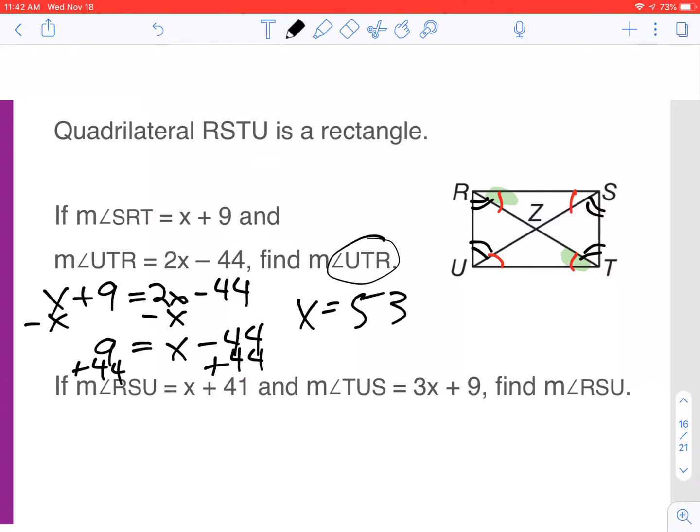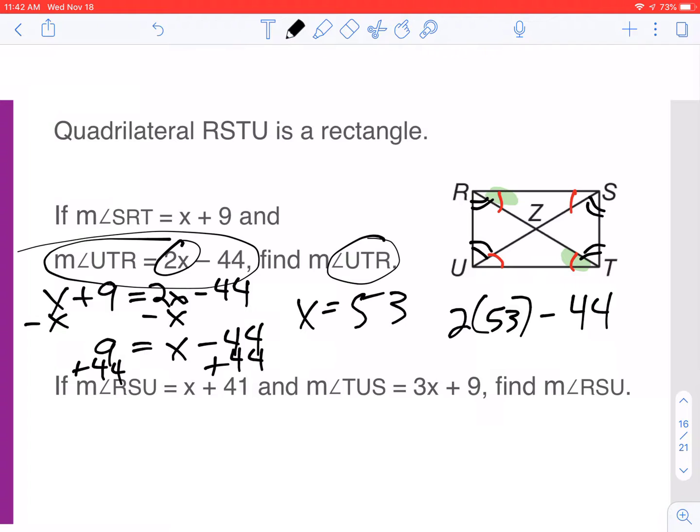Okay, so I am going to take 53 and put it in there where I just circled. 2 times 53 minus 44, 106 minus 44, and that will give me 62. Okay, let's look over here. RSU. I'll get a different color here. RSU is right here in orange. TUS is right here in orange. They are equal. We're doing the same thing.